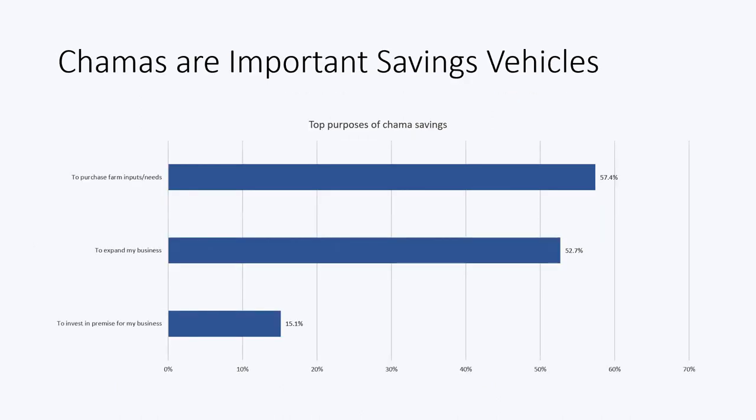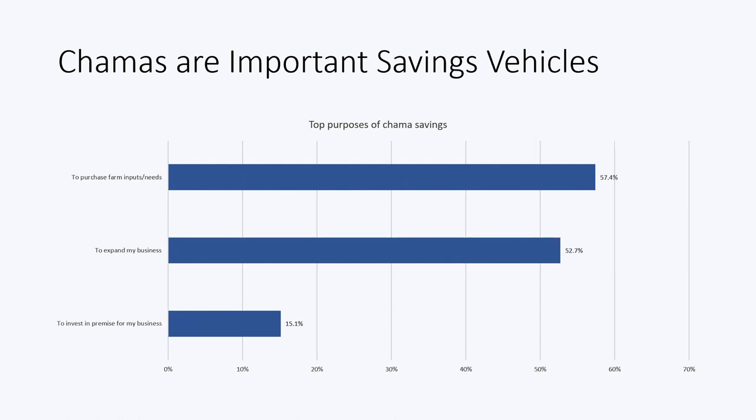So one of the other things that we try to get from the Finaxis data is what are the top three purposes of why people save in chamas. It was a multiple response question, and one of the highest responses to this question was that the reason why they save is to purchase farm inputs or machinery for their land, which, if you do recall, is quite similar to what we said. We had a large population of them in agriculture involved in this.